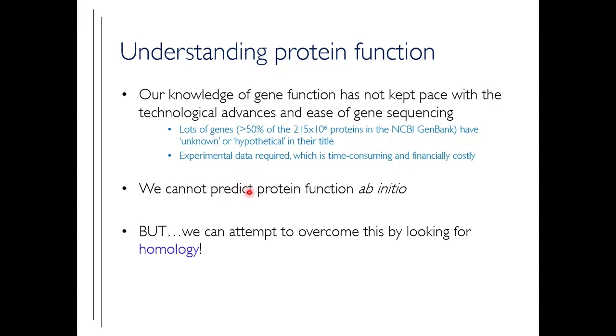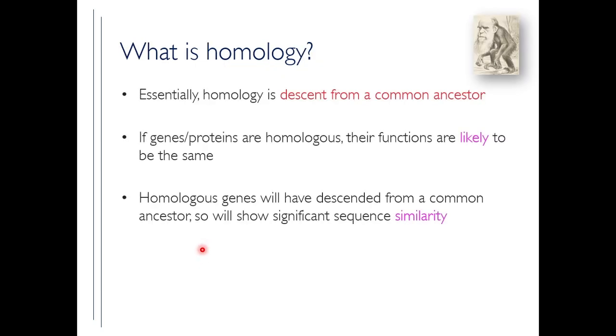As I mentioned, we cannot predict protein function or indeed structure very easily at all from first principles, but we can do something to overcome this, which is by looking for homology, which I'll talk about now. So what is homology? Essentially, homology means descent from a common ancestor. So those two sequences or proteins are evolutionarily related to each other. They have descended from a common ancestor. And that is really important.